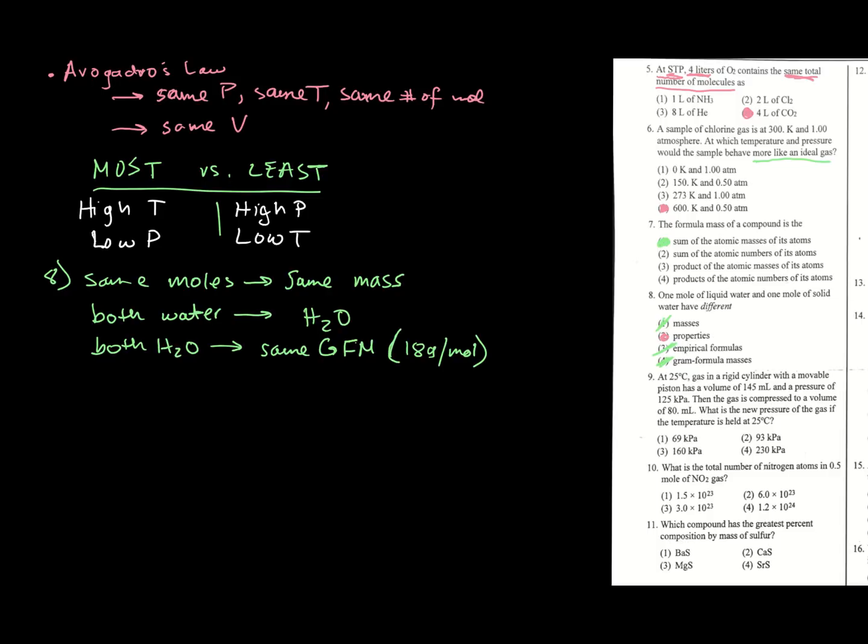Okay, number 9. At 25 degrees Celsius, a gas in a rigid cylinder with a movable piston has a volume of 145 mL and a pressure of 125 kPa. Then the gas is compressed to a volume of 80 mL. What is the new pressure of the gas if the temperature is held at 25 degrees Celsius? If the temperature is held constant right here, then we don't have to worry about that one.